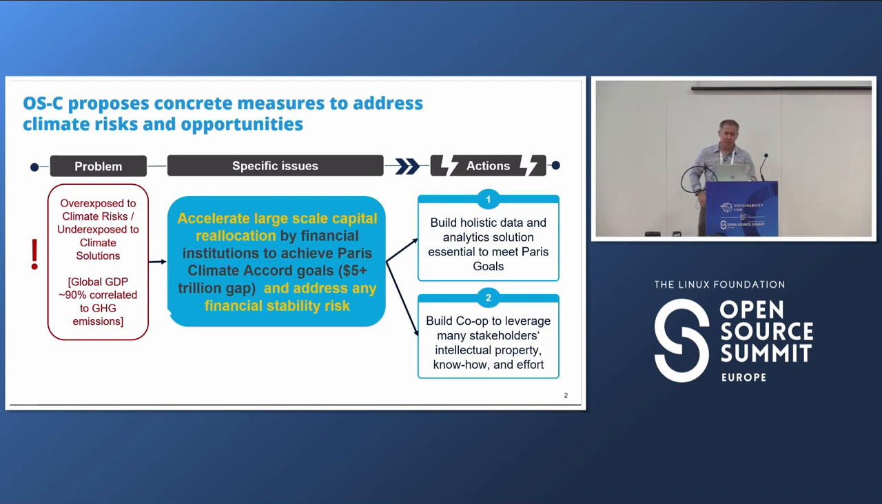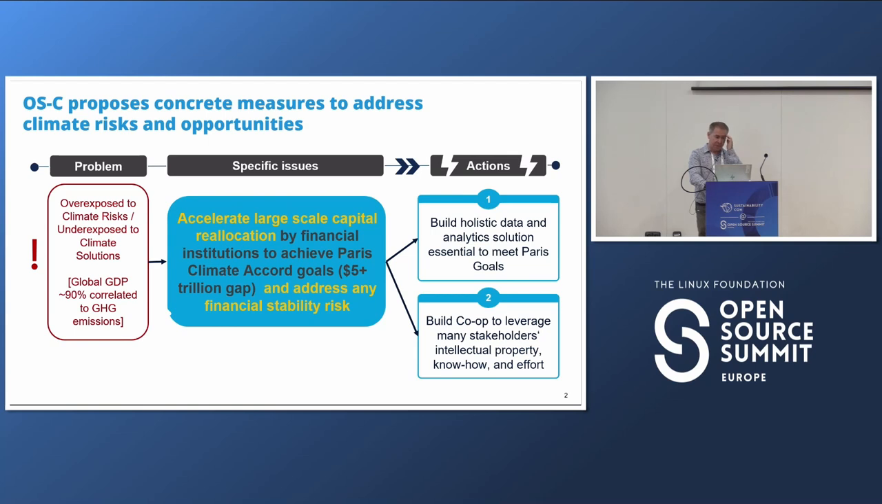So let's begin by defining the problem. So in simple terms, we all know that the world is overexposed to climate risk and we're underexposed to the enablers and solutions that are going to manage this risk and get us through the carbon transition. And to frame the problem in very simple terms, the way to think about it is that our global growth is around about 90% correlated to greenhouse gas emissions. So we have to break that correlation and decouple carbon from the economy.